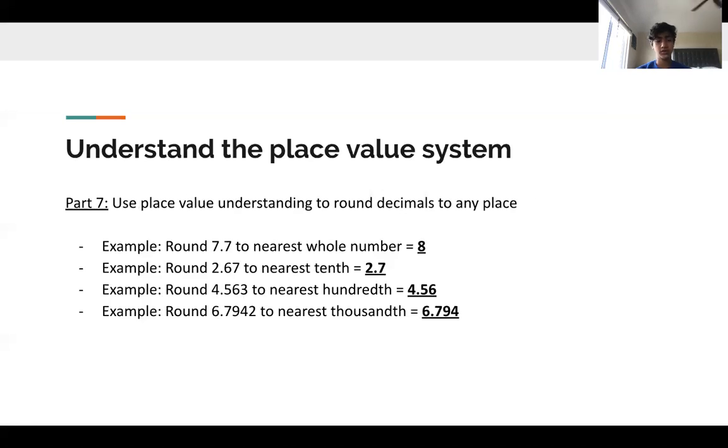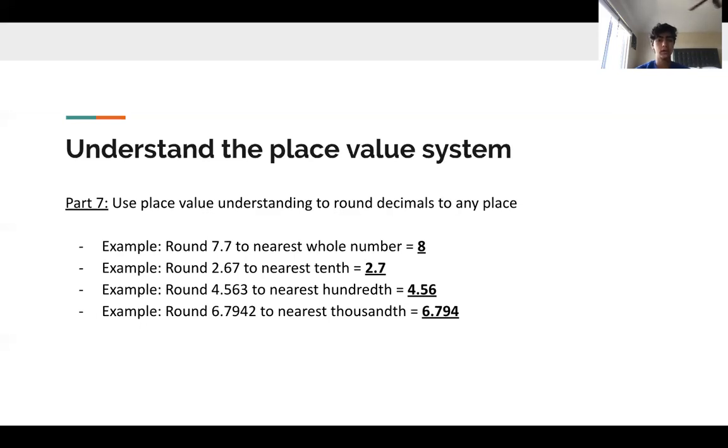Now, finally, part 7, you want to use place value to understand how to round decimals to any place. This is pretty simple, but you still want to know. There was the generic rule that's always been true, right? 5 and up, you round up. 4 and down, you stay the same, right? So let's go ahead and look at some examples here. So if I want to round 7.7 to the nearest whole number, well, we look at 7.7, right? The 7 after the decimal point is above 5, so you round up. So you round up to 8, right?